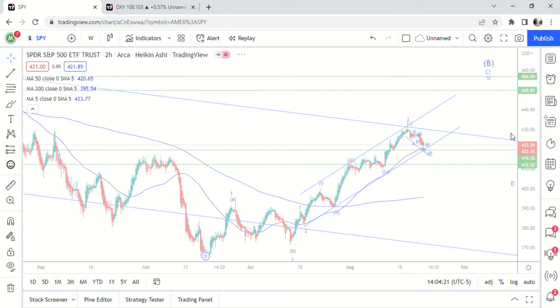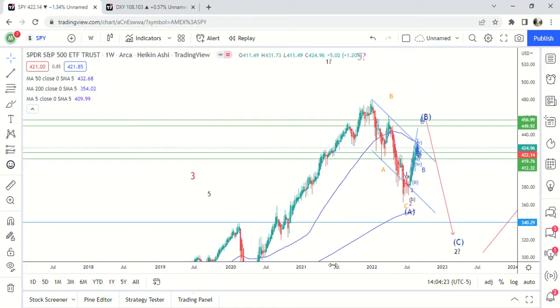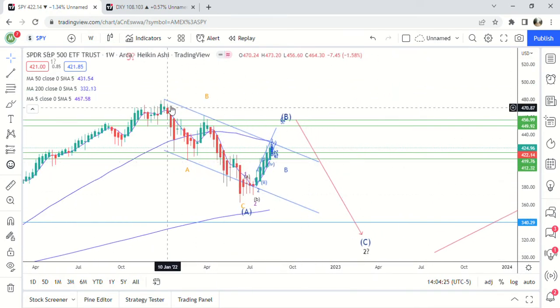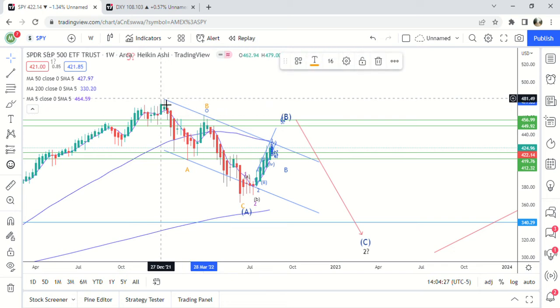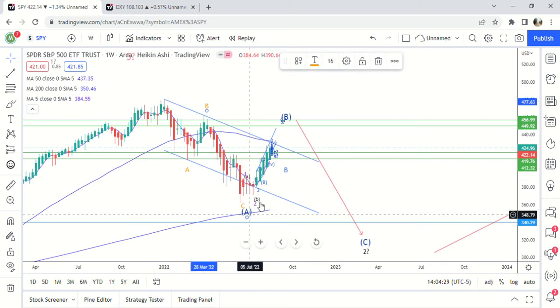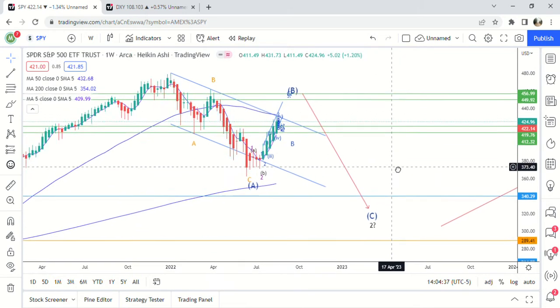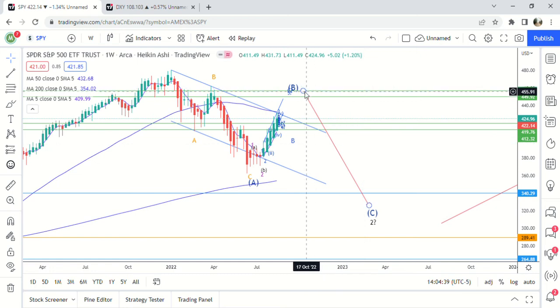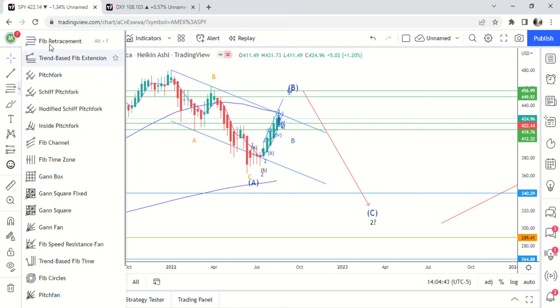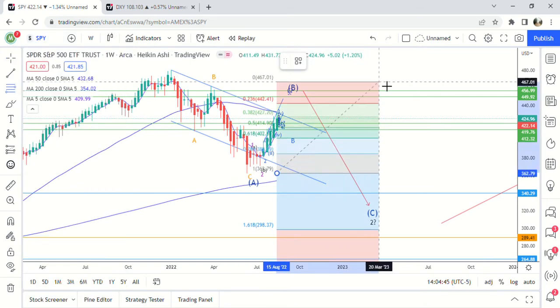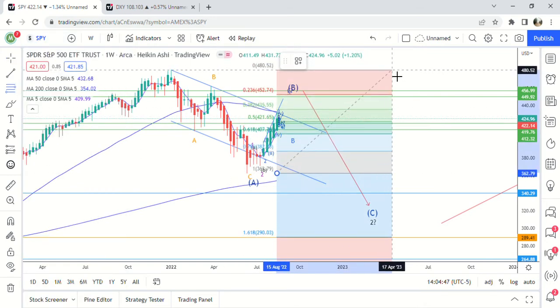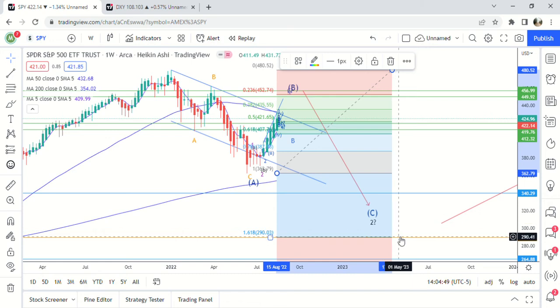Zoom out here on the weekly time frame, and you'll see that's totally valid. It would just be an ABC, A, B wave right here, ABC for the B wave, all the way up to 450 to 456, and then we could still sell off from there all the way down to the 1.61 fib of the C wave, which comes out to about 290.